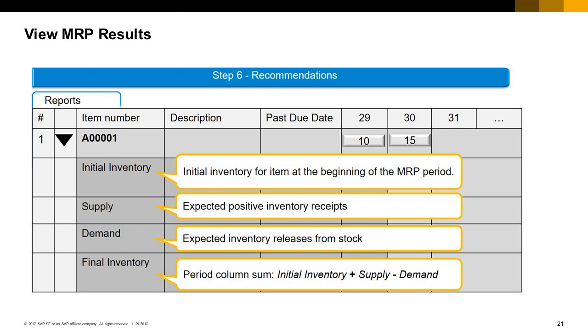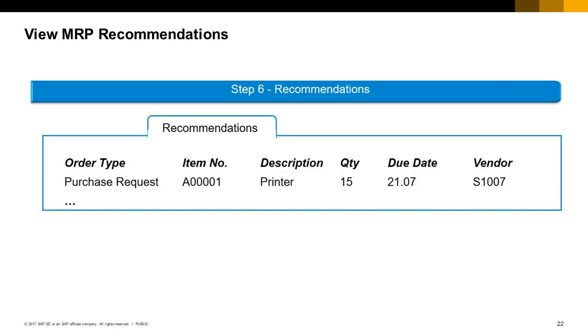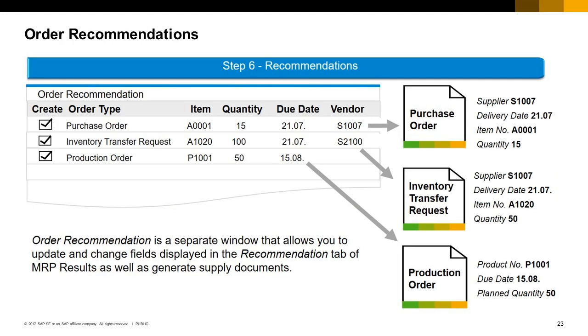More information on how to view and work with MRP results is in the additional training topics on MRP. The Recommendations tab displays any recommended purchase orders, purchase requests, production orders, and inventory transfer requests, if you have included them. To issue the actual orders, you use the Order Recommendations function. In the final step of the MRP process, you use the Order Recommendations window to create the documents needed to satisfy the demand for products.